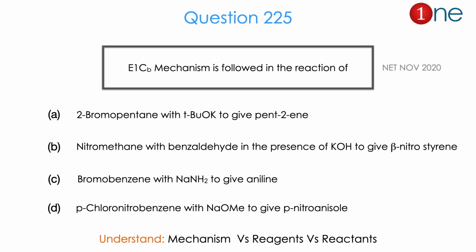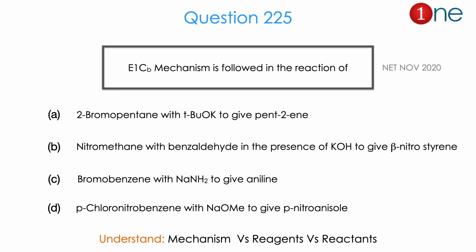Then let us look at the next question. They are asking which reaction will undergo the E1CB mechanism, the conjugate base mechanism. They gave four different choices. Option A is 2-bromopentane with tertiary butoxide, and it gives pentene. The second one is nitromethane with benzaldehyde in the presence of KOH. It gives nitrostyrene. C is bromobenzene with sodamide, giving aniline. And D is para-chloronitrobenzene with sodium methoxide to give para-nitroanisole. Four different reactions they gave.